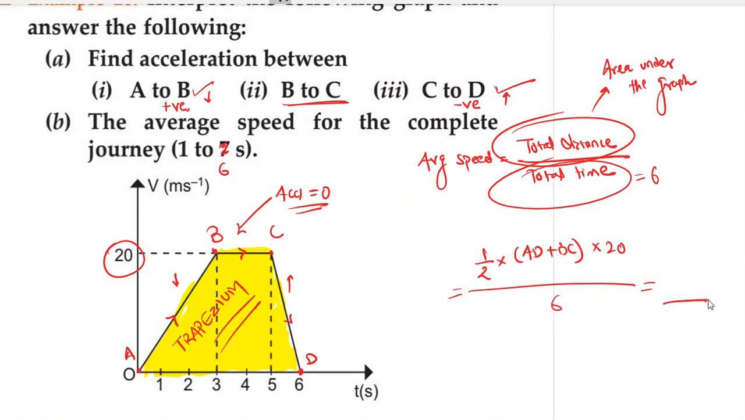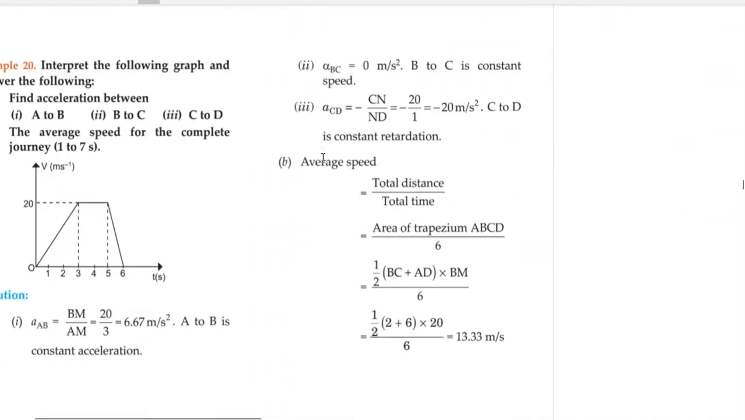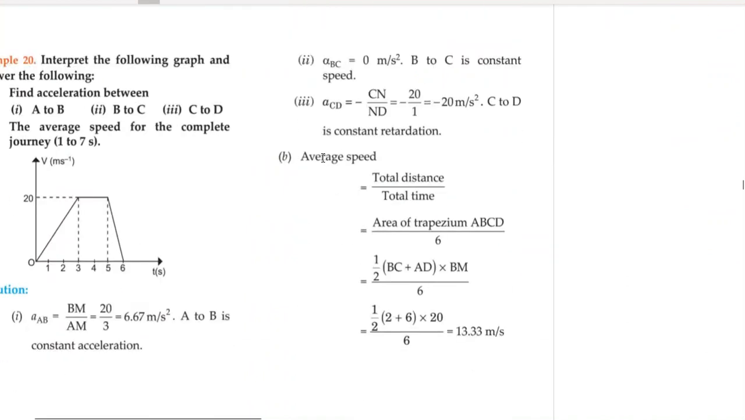Okay, so I hope that you have paused and solved and you got the answers. Now let's go and check it. Acceleration from A to B is 6.67 meter per second square. I hope your answer is correct. Acceleration from B to C is 0 meter per second square. It is correct. We presumed it. And acceleration from C to D is minus 20 meter per second square.